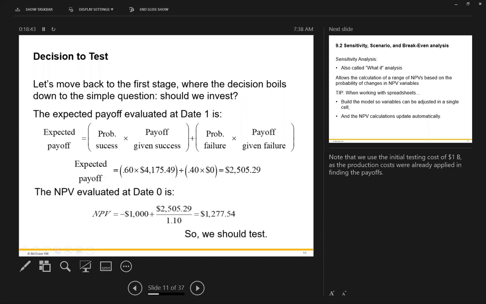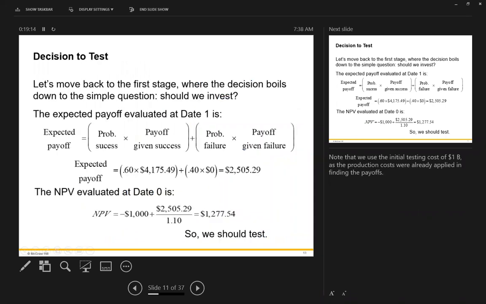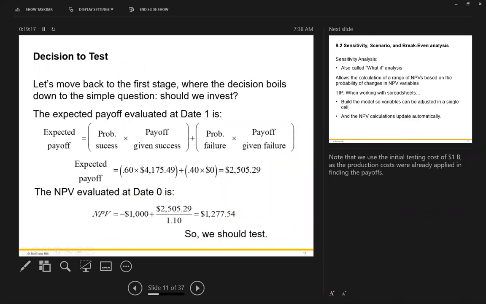So what is the net present value at date 0? So should we even complete the test? Given our success numbers, should we even invest that $1 billion up front to move forward with this project? So in that first decision, to come back here, should we invest or not? And that's our decision in here. And now we're going to look at, should we test or not? And that's what this calculation is showing us.